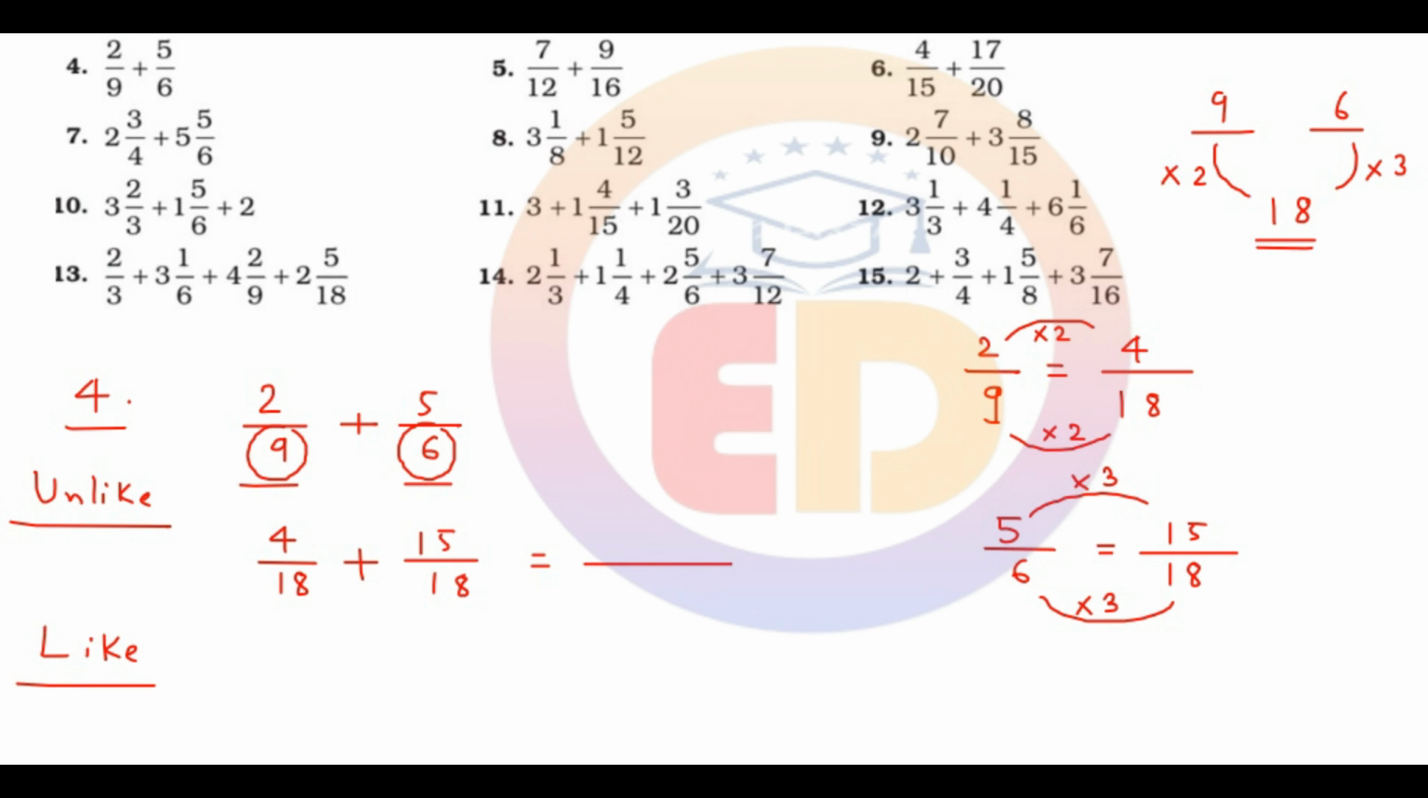Since the denominators are same, I will keep the denominator also same as 18, and I will add the numerators, 4 plus 15. 4 plus 15 will give me 19 upon 18. This is our final answer.